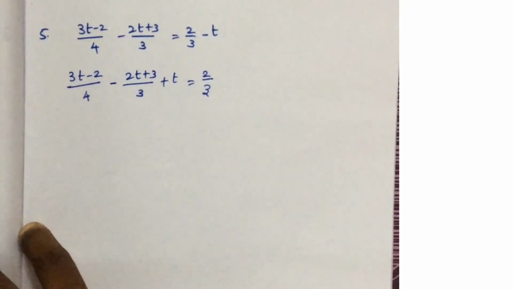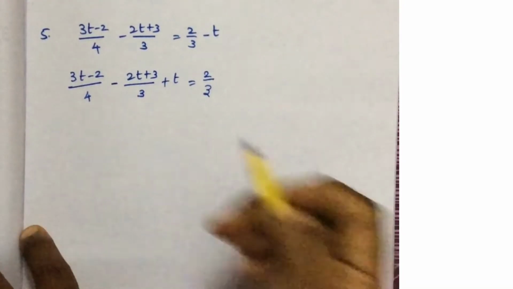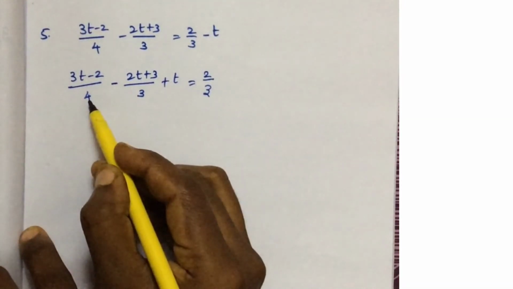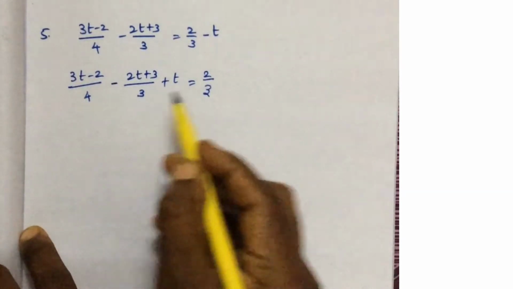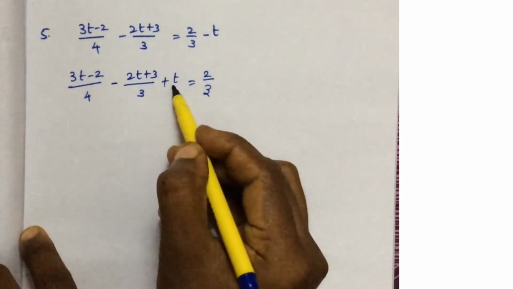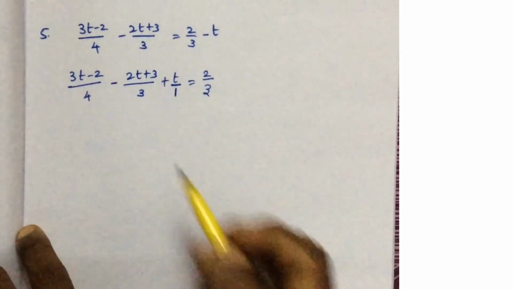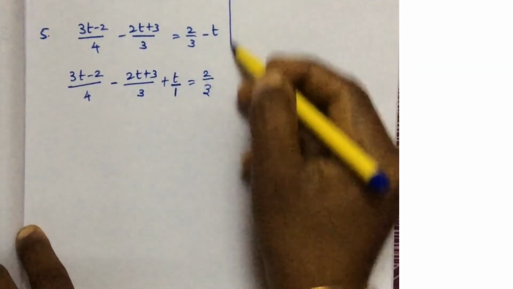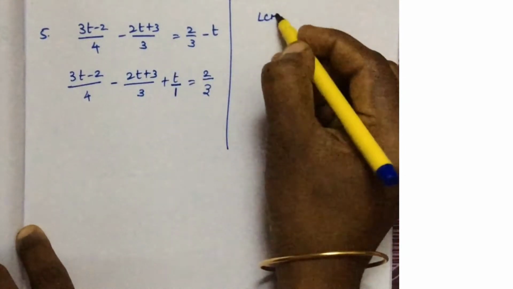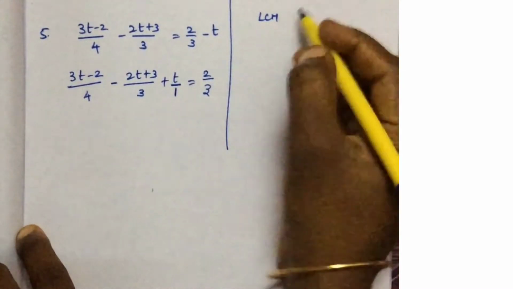Now if you want to simplify this, you can see the denominator here is 4 and here is 3, and the denominator here is 1, which is equivalent. Now we have to take the LCM to make the denominators the same. So I am going to take the LCM of 4, 3 and 1, which is 12.